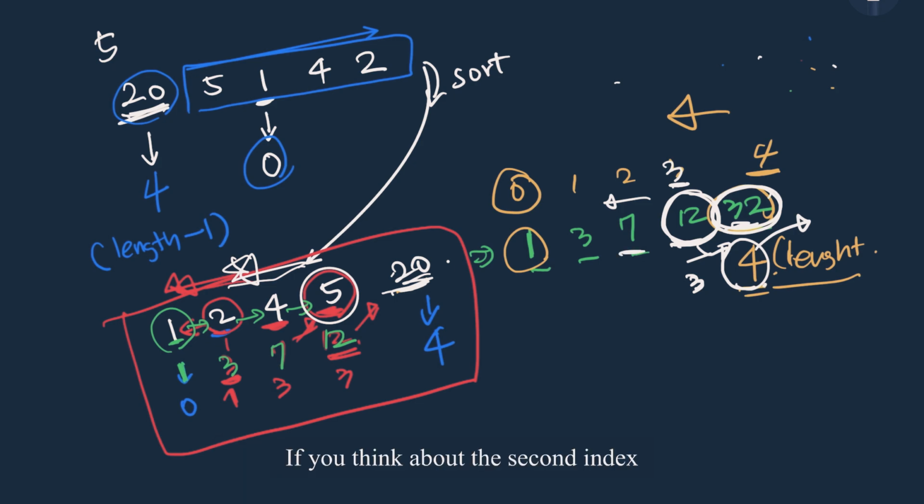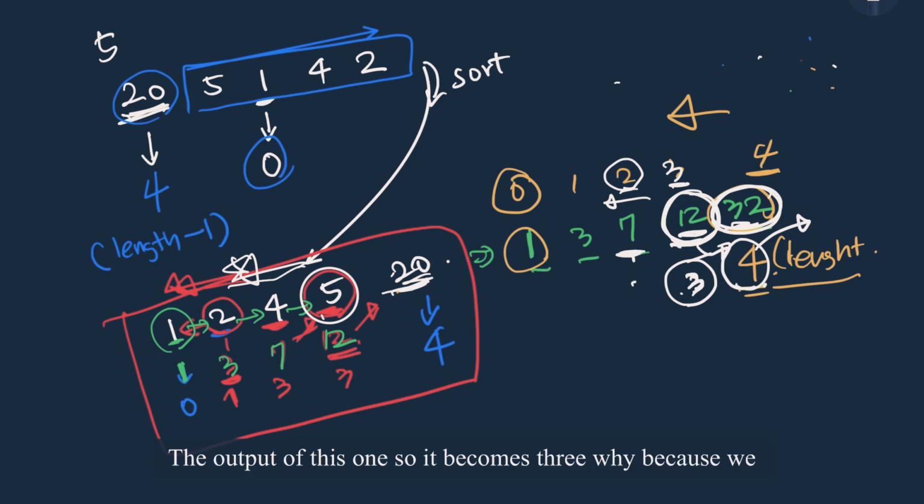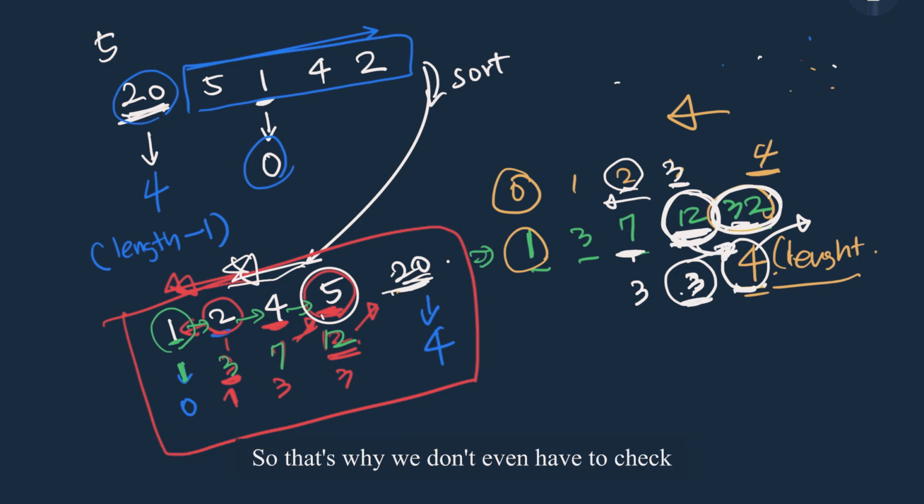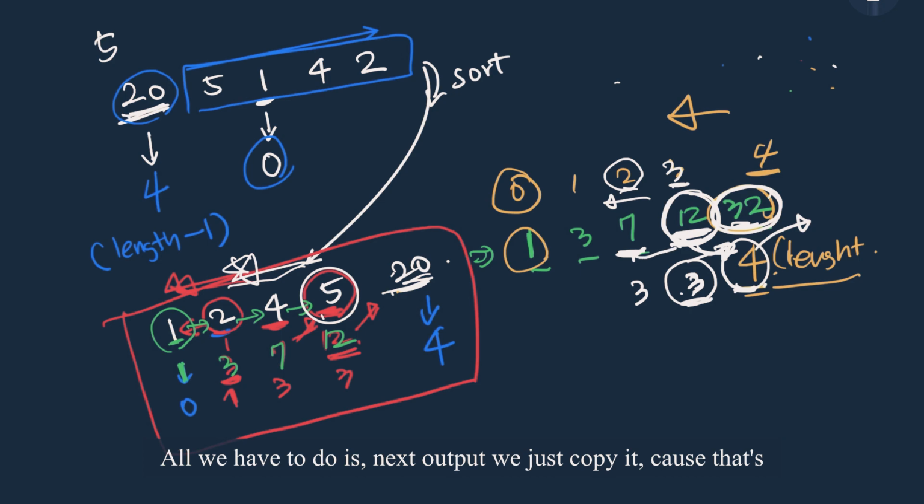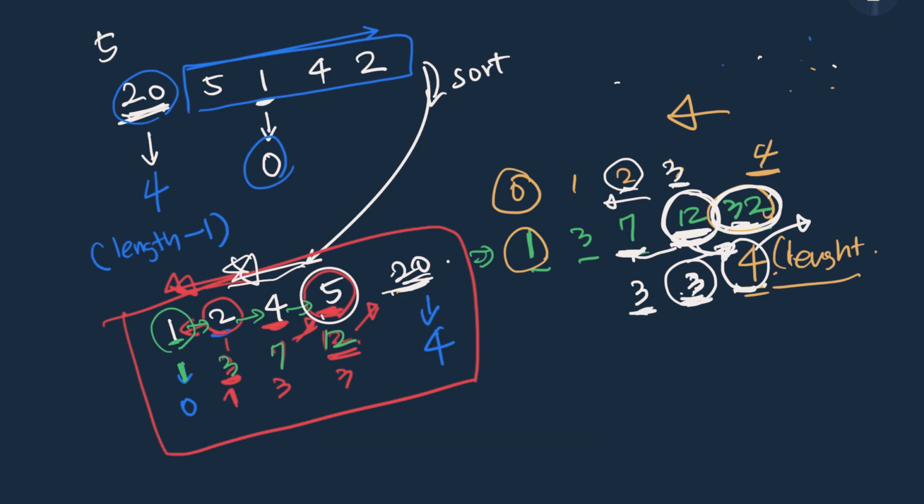So if you think about the second index, 7 is at least their index value, and can 7 eat 5? That's the question. Yes, we can. Then it becomes 12, and that means the answer will be the same as the output of the next one, so it becomes 3. Why? Because we already know that this number couldn't make it to the next number, so we don't even have to check. All we have to do is copy the next output, because that's the maximum we can get. And then the previous will use the same method.